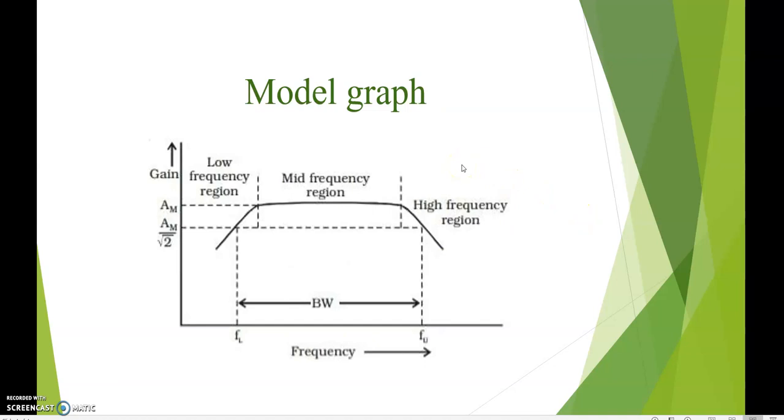First, we have to know what frequency response is. The frequency response of a given frequency dependent circuit can be displayed as a graphical sketch of magnitude, that is gain, against the frequency f. These graphical representations are called Bode plots. These Bode plots are generally drawn on a semi-log graph because one scale is log and the other scale is linear. This is the model graph. This is the high frequency region, the low frequency region, and this is the mid frequency region.